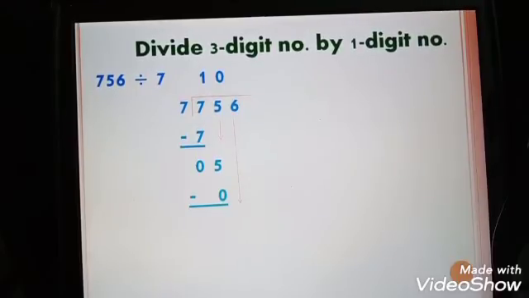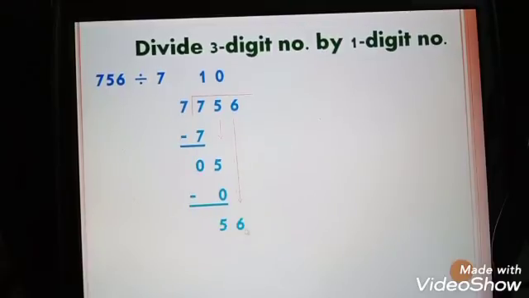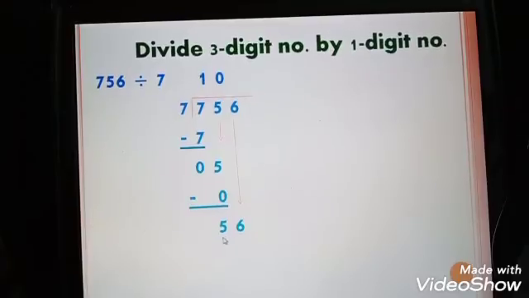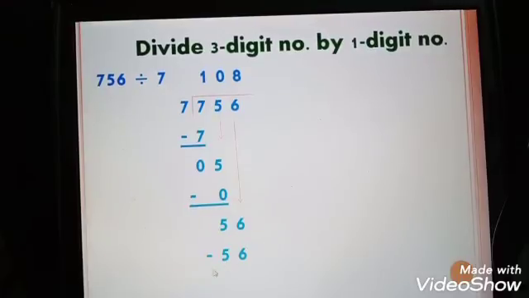7 0 are 0, and then subtract. So it will be 5 minus 0. 5 minus 0 is 5. Then we'll borrow 6 with it and it becomes 56. Now in table of 7, 56 comes how many times? 8 times. So 7 8 are 56. And then we'll subtract now. So your answer is 0.